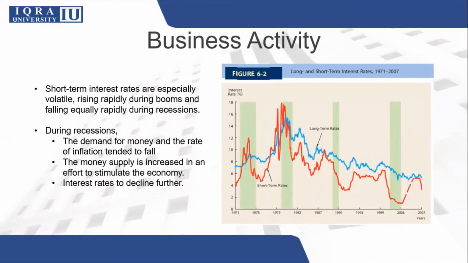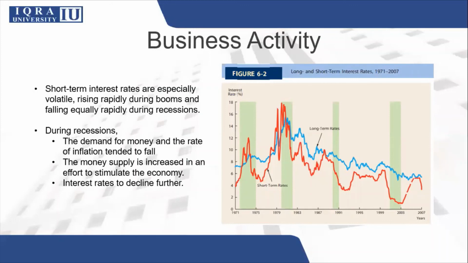Then we have the business activity. For that, we have a graph over there, and you can see that the short-term rates are especially volatile. They rise rapidly during booms and they fall equally rapidly during recessions compared to the long-term rates. So the long-term rates still have some stability, whereas the short-term rates are going to have a dramatic increase and decrease. So they are going to be very volatile and more risky.